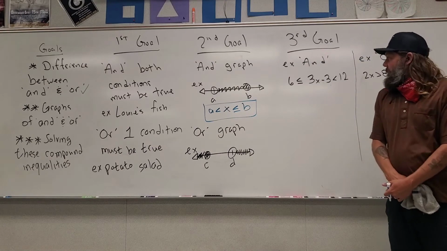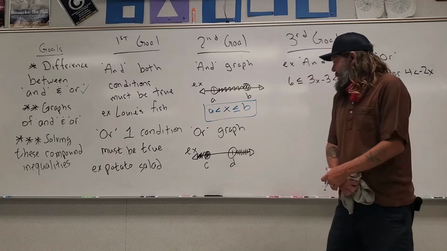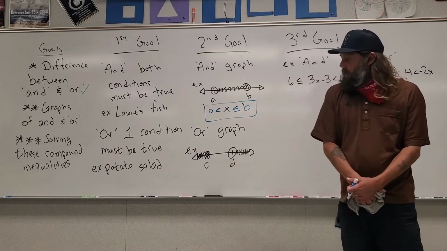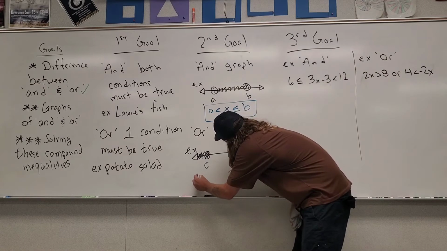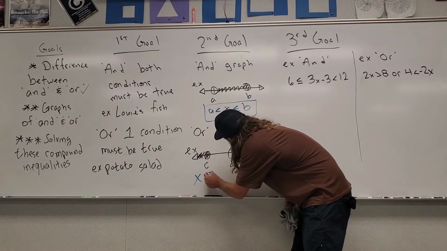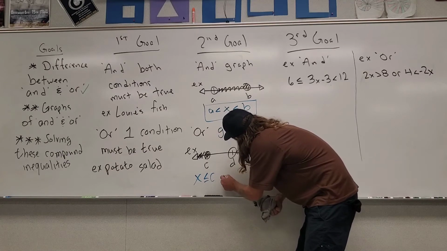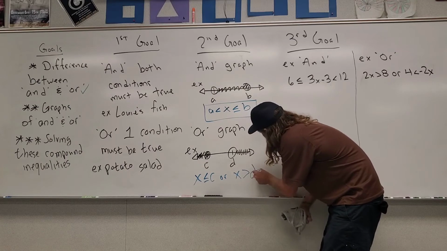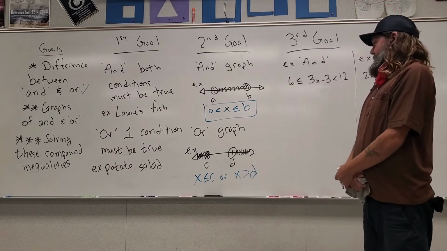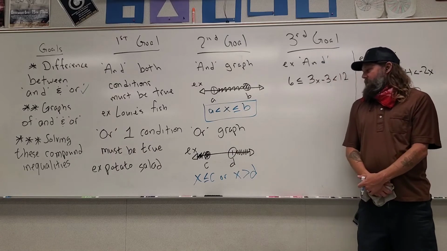Let's talk about how to write the compound inequality for an or graph. Again, let's just talk about left and right and shading. So the shading, which is our variable, is left of or equal to C, or the shading is right of the value of D. So that's how we would talk about the graphs of these things.